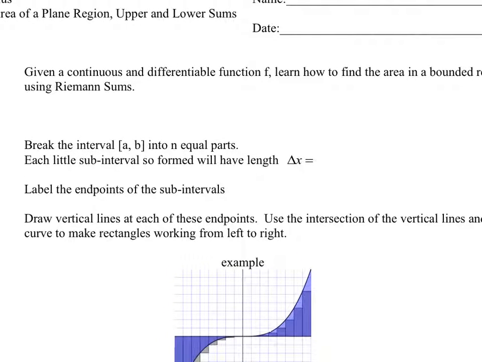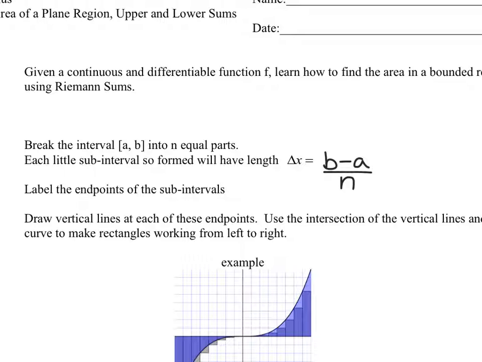Delta x would be defined as the difference between a and b, so b minus a, divided by the number of subintervals that we want. So divided by n. All right. So that's the very first thing you have to do.